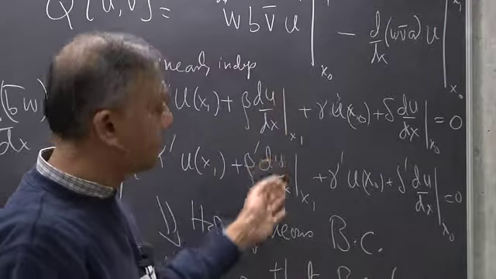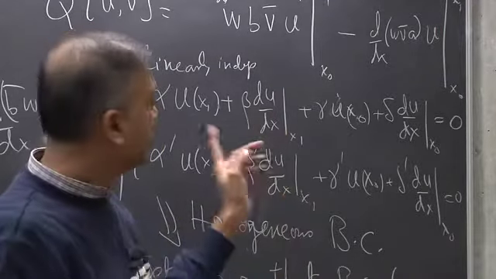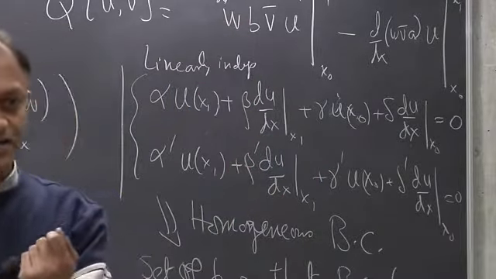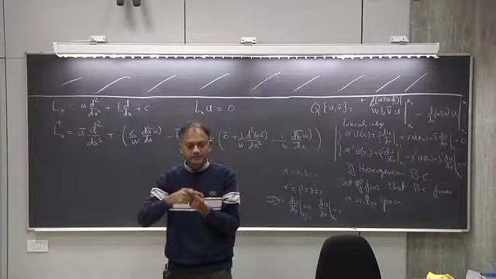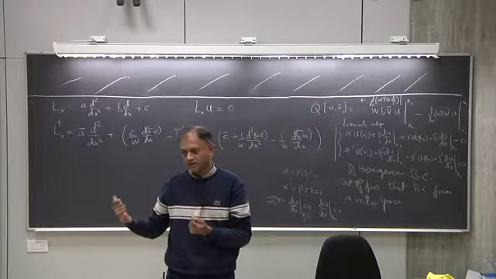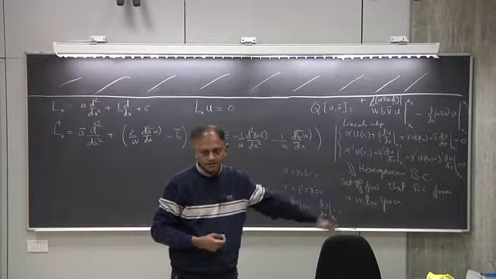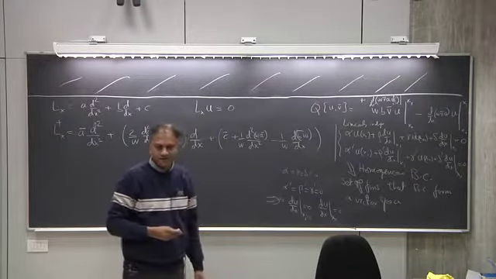Now those conditions will be exactly of a similar type. They will be linear functions of the four quantities: v bar at x1, v bar at x0, dv bar/dx at x1 and dv bar/dx at x0. So there will be similar equations, right? Is that clear or not?